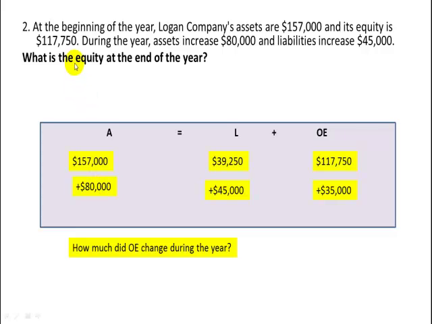So, if what we're really looking for is the equity at the end of the year, all we have to do now is take the beginning owner's equity and combine the change, which was in this case a plus $35,000, to get the ending owner's equity of, let's see, $152,750.